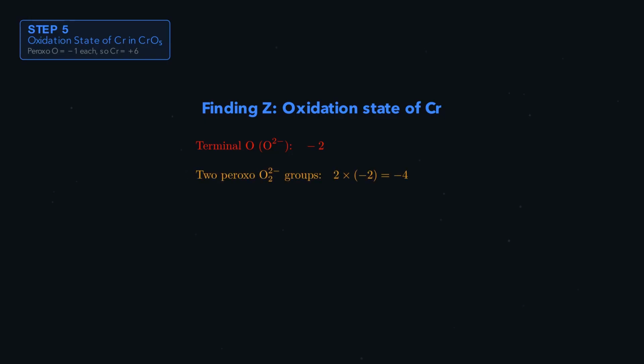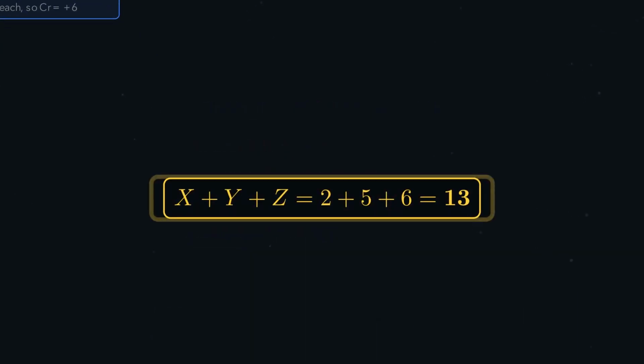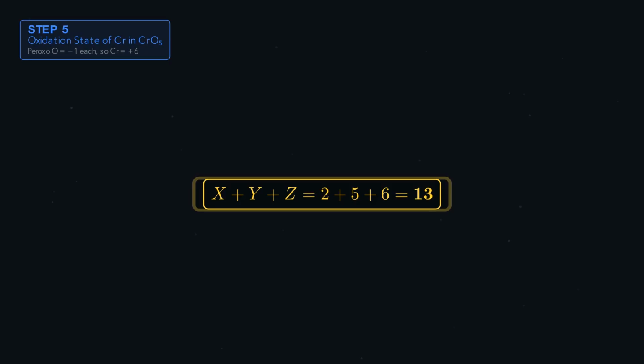Now, let's decode C's structure. CrO5 is actually CrO with 2 peroxo groups, written as CrO(O2)2. There's 1 terminal oxygen and 2 O2 2- peroxo units. So X equals 2 peroxo groups, and Y, the total oxygen count, is 1 plus 4, giving us 5.